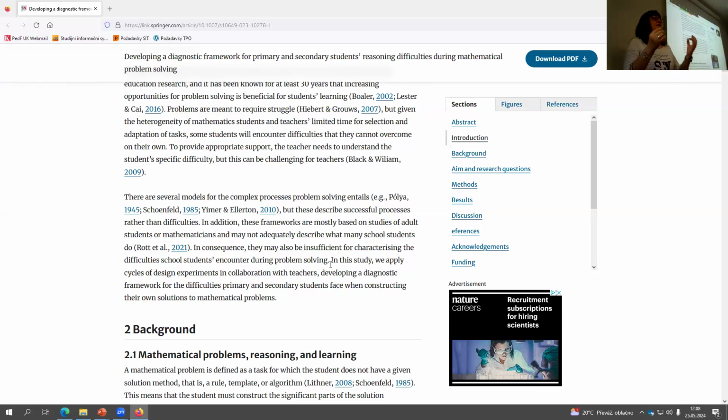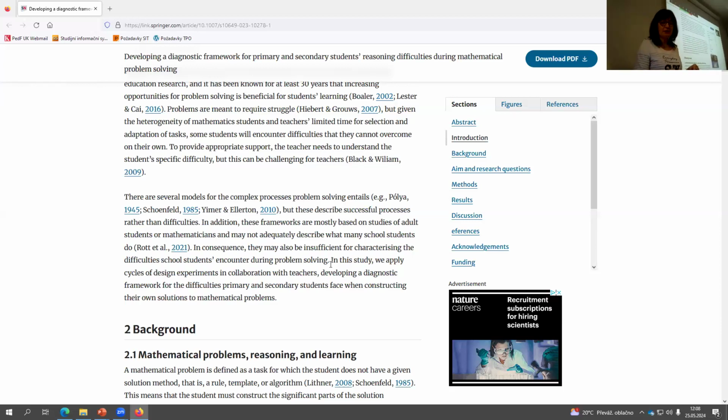It's again a longer version of the abstract, but without the results. The results are not here. It only presents what the main issue is you are trying to solve, what we know about it from literature, and what exactly you are going to do.